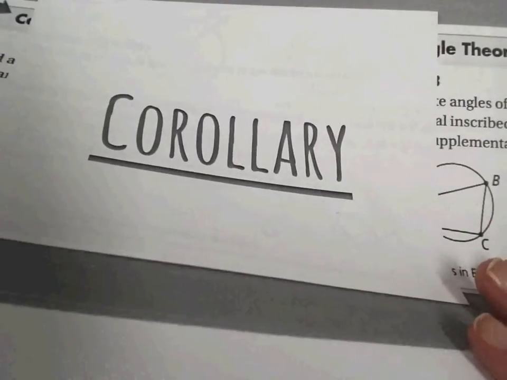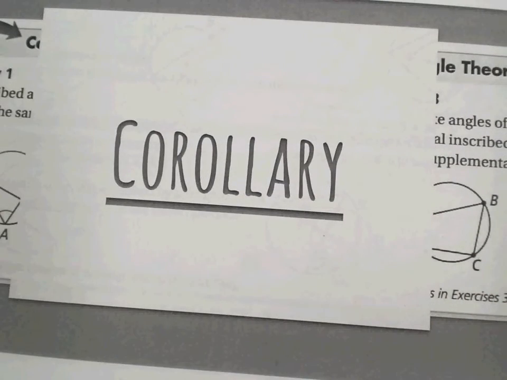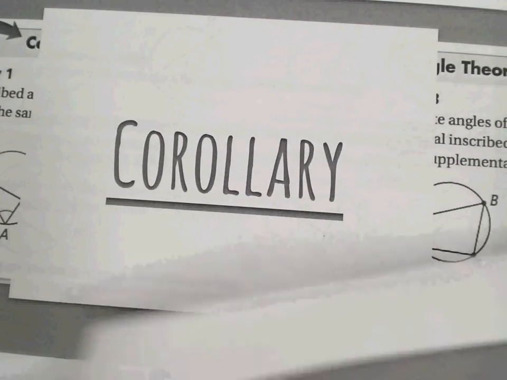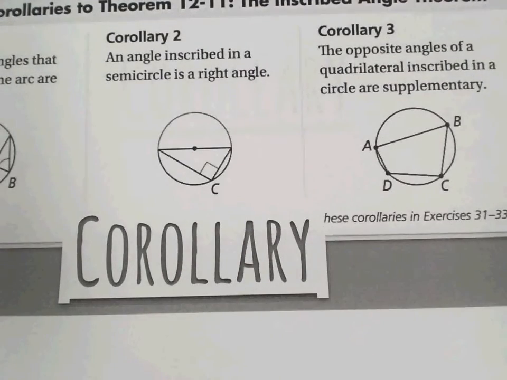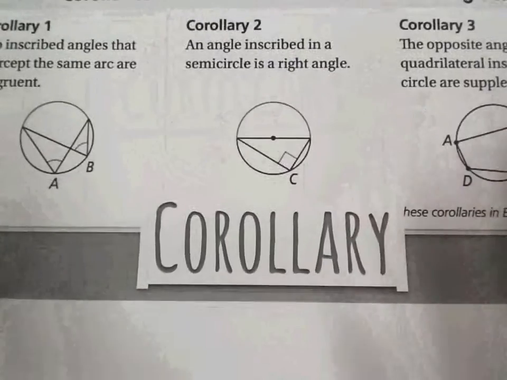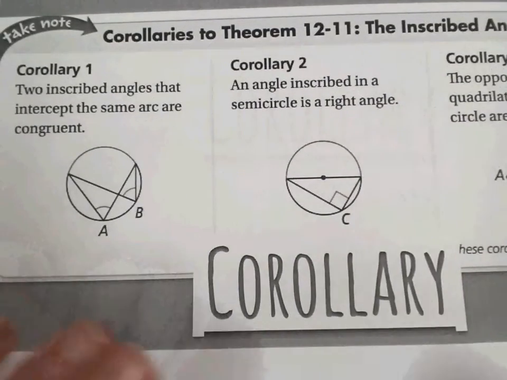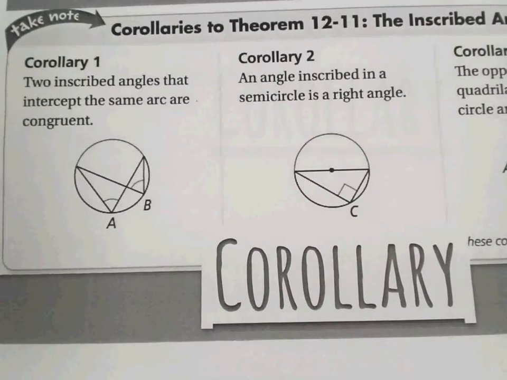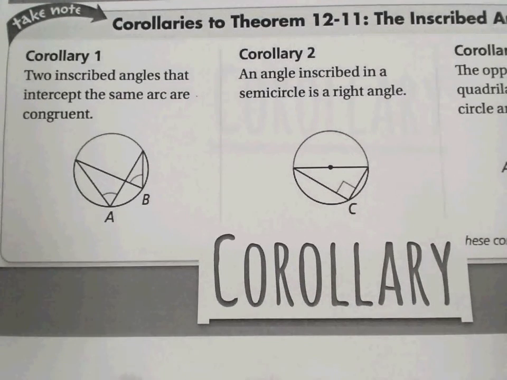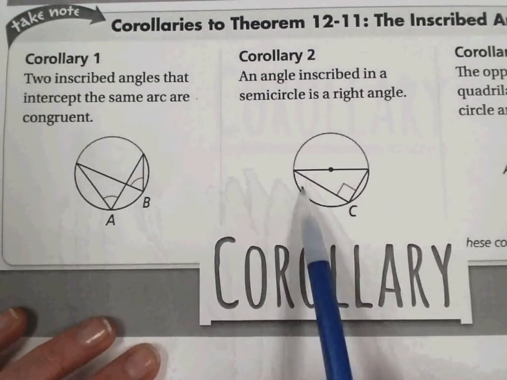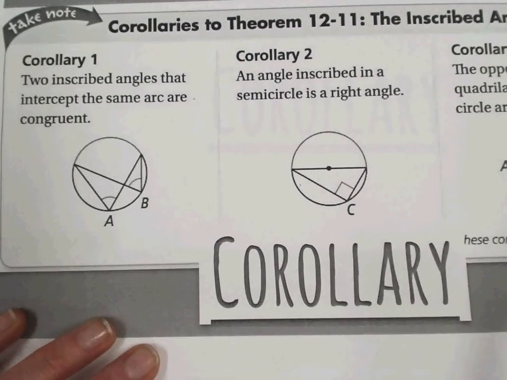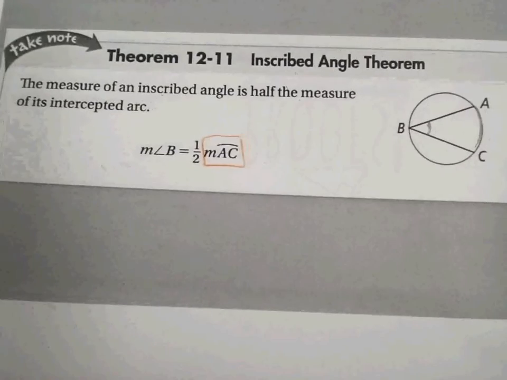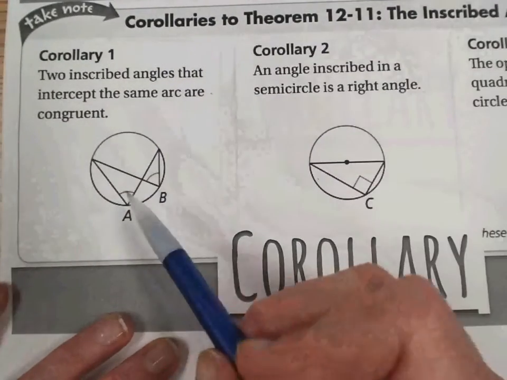Alright, now we have our corollary. And I have a page I printed out just so that the corollary isn't right in the middle. Again, I have a quick little video for you to watch about corollaries. Two inscribed angles that intercept the same arc are congruent. Okay, so corollary is just concepts that directly follow and are pretty straightforward from a theorem or from a statement of fact. So these are very closely associated with our previous theorem that we've already talked about.